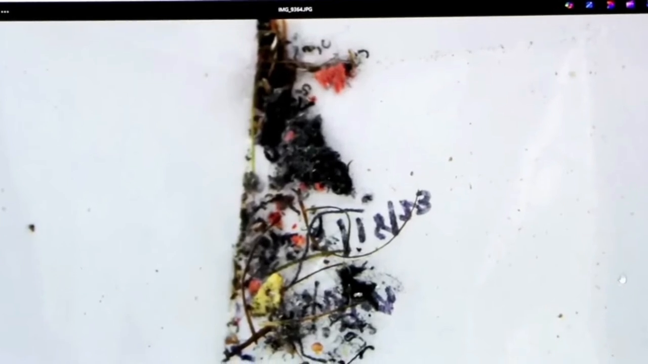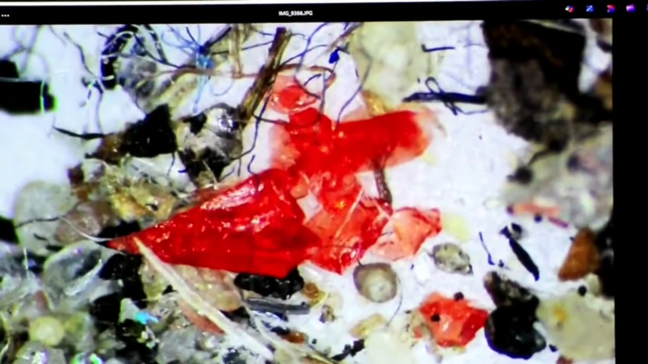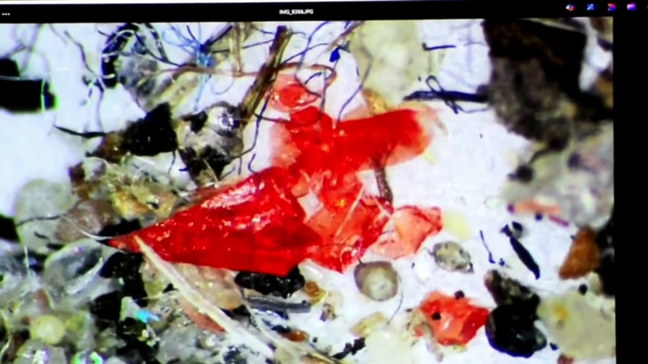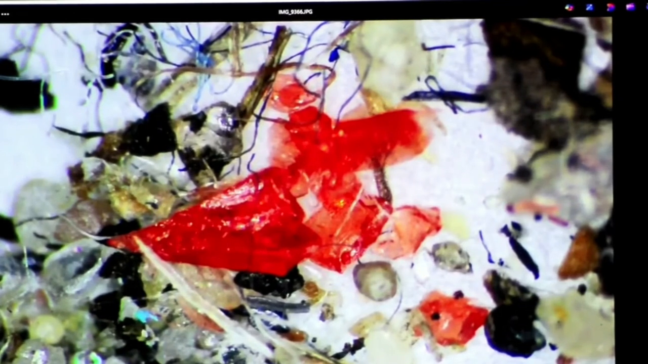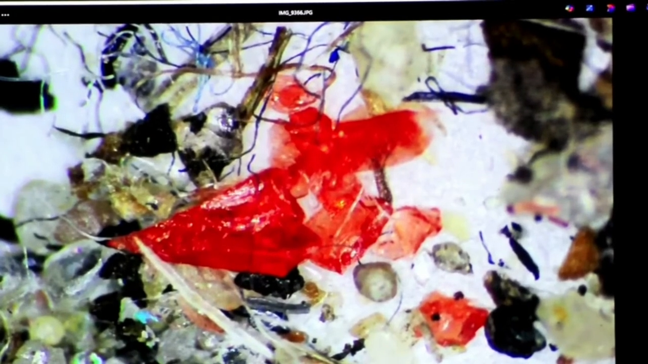Ms. Gilman, if I could have 9366. And again, Ms. Hanley, what are we looking at here? This is a photo that I took under a microscope of the red plastic pieces that I noted within the debris. And lastly, Ms. Gilman, if we could have photograph 9369. And Ms. Hanley, what are we looking at here? This is a picture that I took of the red plastic pieces that I removed from the debris.